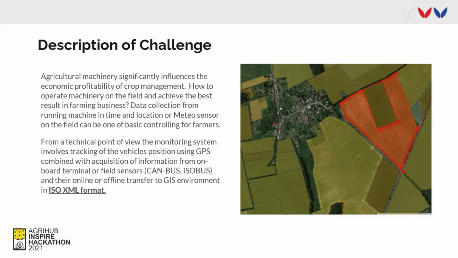So from the technical point of view, the monitoring system involves tracking of the vehicle's position using GPS combined with acquisition of information from onboard terminals or some field sensors. So it could be a CAN bus or ISO bus or some other bus. And they are transferred online or offline to the GIS environment in ISO XML format. We would like to focus on open formats, so ISO XML is a good one to work with.